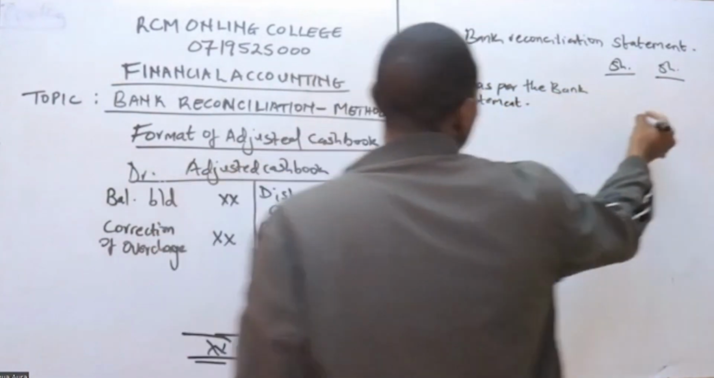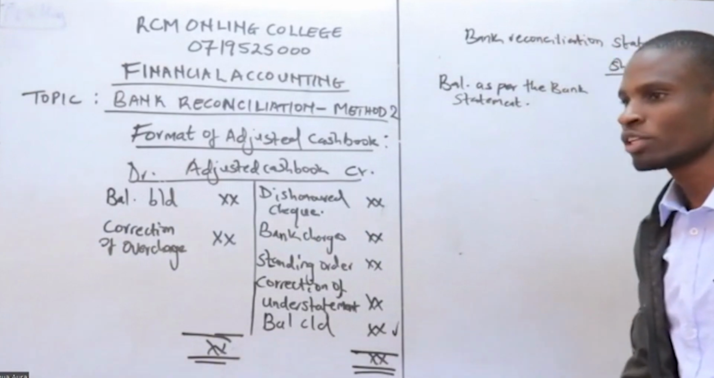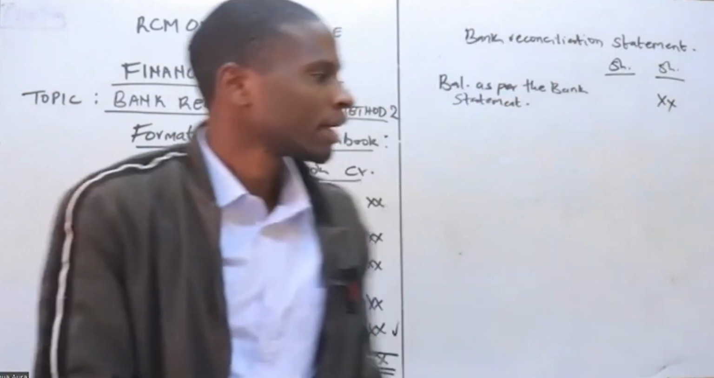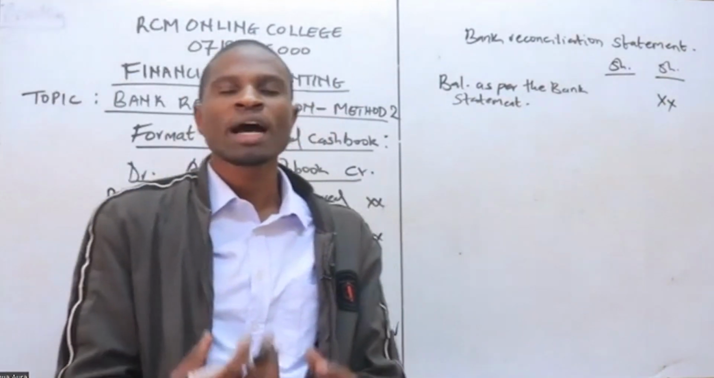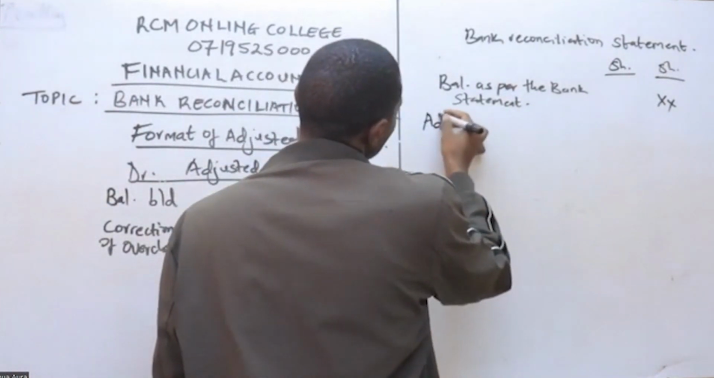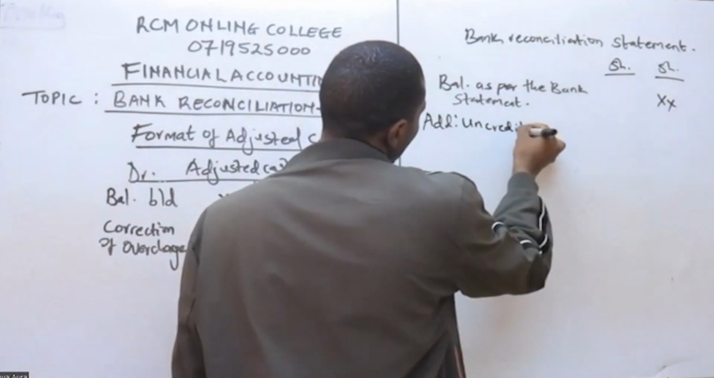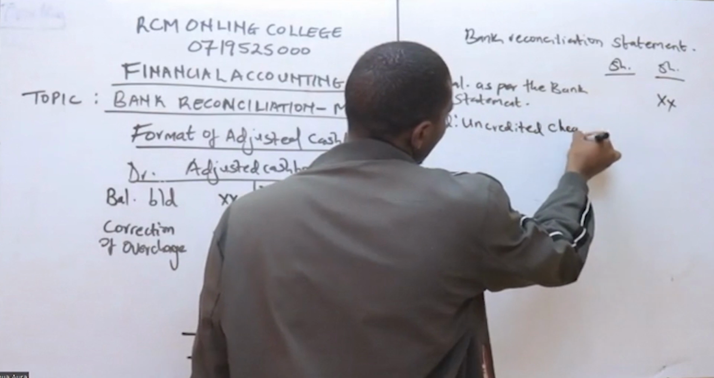Balance as per the bank statement. So you place your balance at that point, at the far end. From that you have to add uncredited checks, those checks that were not credited. Add uncredited checks or deposits. Let's call them checks.